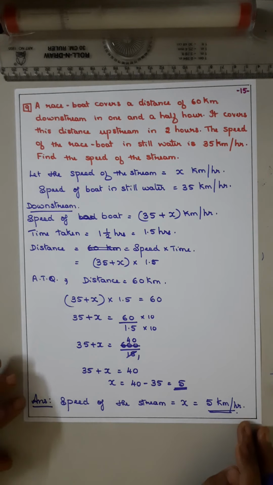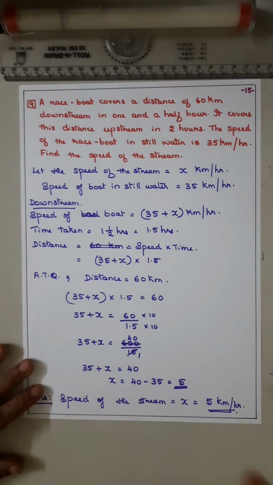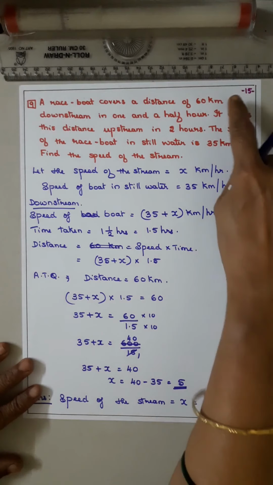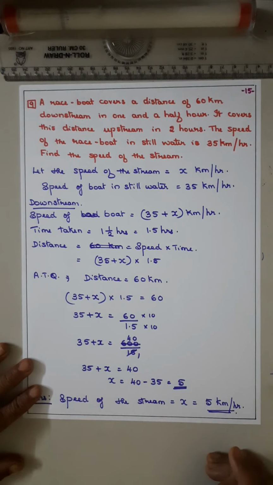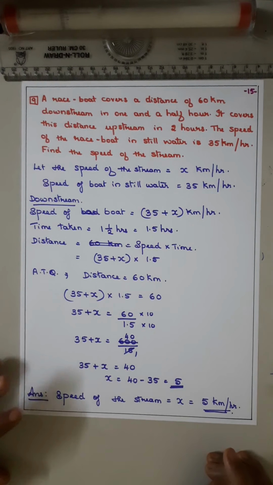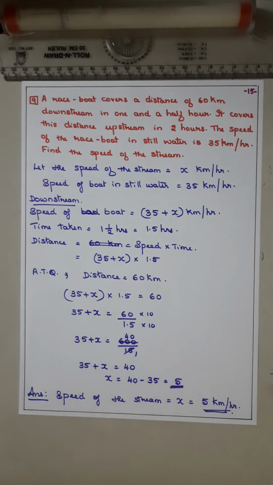Is it clear? See, they have given the distance. That is why you directly have to put the distance and solve it. Comparatively, it is an easier sum, not like the worksheet ones. In the worksheet you have to see for the downstream and for the upstream, isn't it? Hope you understood these sums.